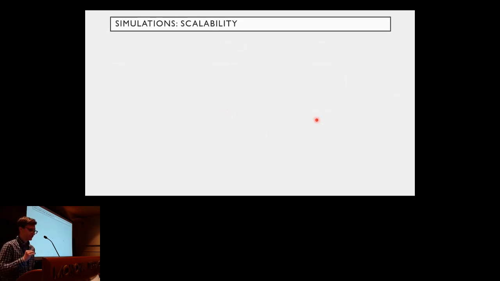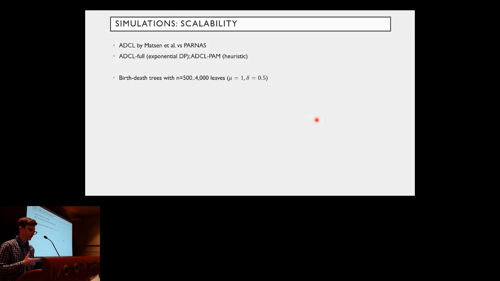Okay, so some experimental results. This is scalability. We wanted to compare PARNAS with ADCL, which is a direct counterpart. As I already mentioned, ADCL has two core algorithms in it. One is ADCL full, which is an exponential dynamic programming solution, and ADCL PAM, which is a heuristic. We didn't do anything fancy, just simulated some birth-death trees with up to 4,000 taxa and 10 replicates per fixed number of leaves.